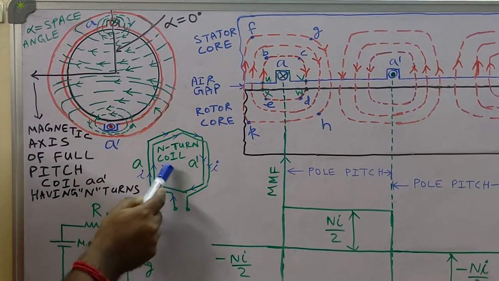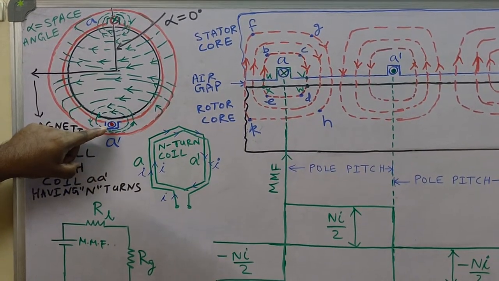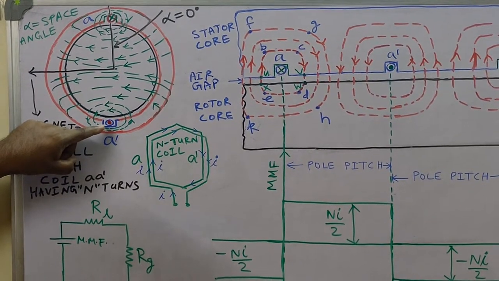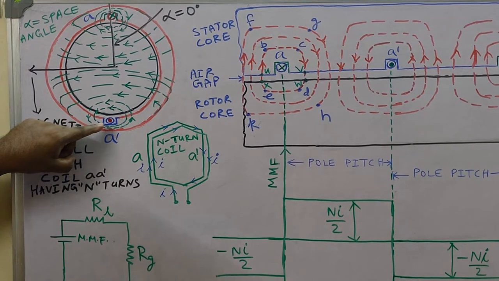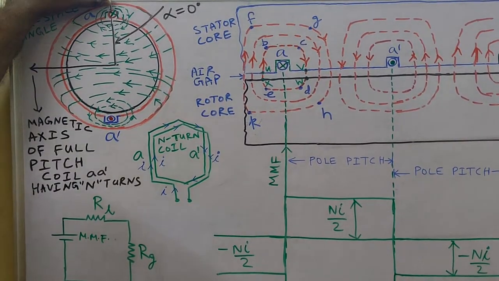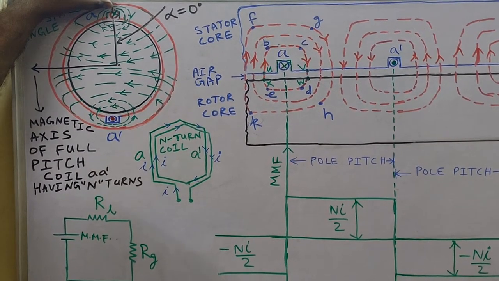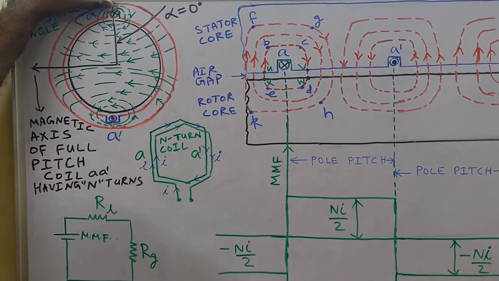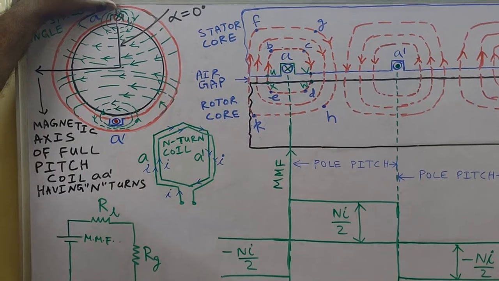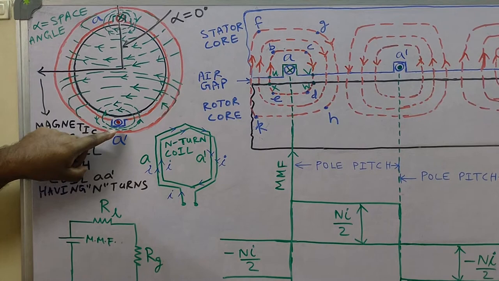Now if it is carrying current I, then this slot is having N number of conductors which is carrying current I. So the total current in this slot becomes number of conductors N multiplied by current carried by each conductor, that is I, that is Ni. Likewise here also, the number of conductors in the slot is N and it is carrying current I. So each of the N conductors is carrying current I. That means the total current carried by this slot is Ni, as well as this slot also is carrying total current Ni.